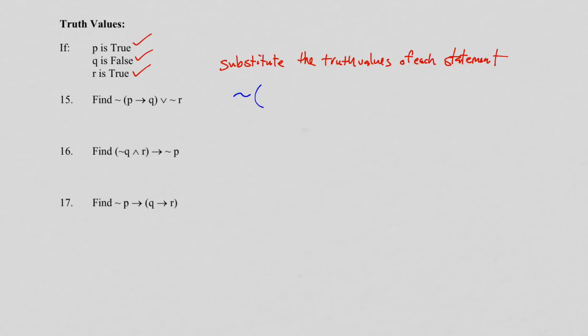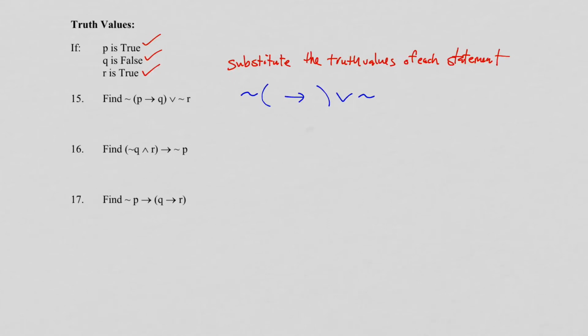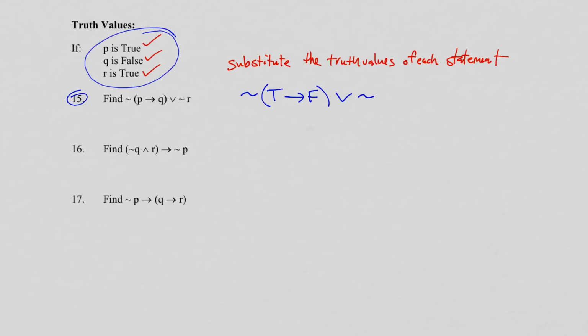So number 15 is the negation of P. Well, what is P? P is true. Q is false. Just copying it down from our list right here. And then R is true. So we can do this one step at a time. First of all, we need to do what's in parentheses first, which is this one. And then on the left side, and over here, we can deal with that negation. So the first thing: true, if true, then false. That's the only case that scenario is false. So this is false.